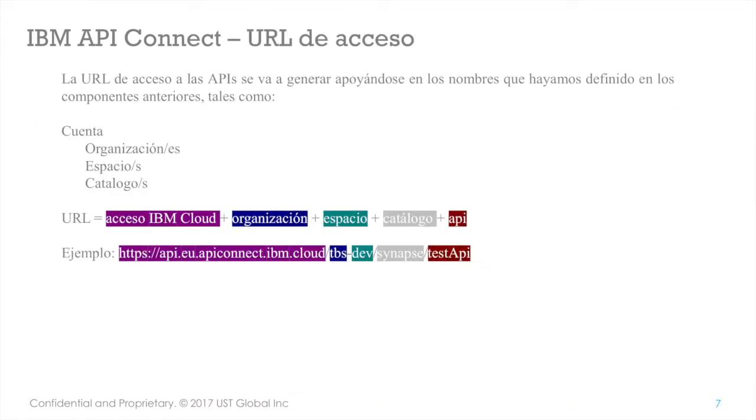Then how is the access URL? This is composed by the IBM Cloud URL plus the organization name plus the space plus the catalog name and then the name of the API. So you have an example here on how the URL for your development portal will look like.